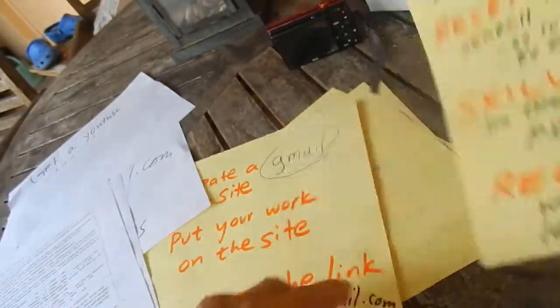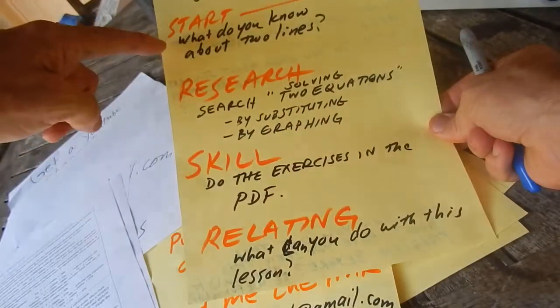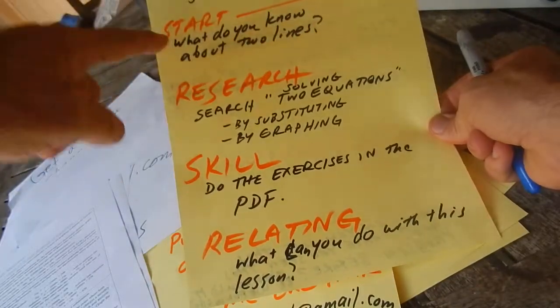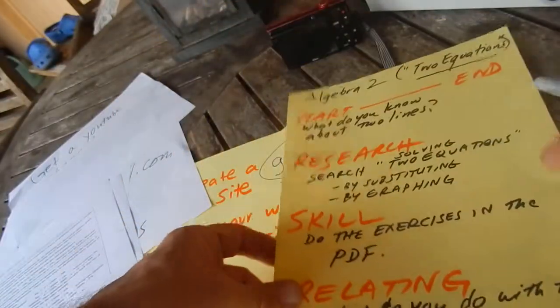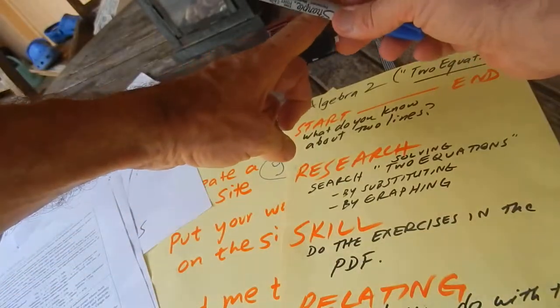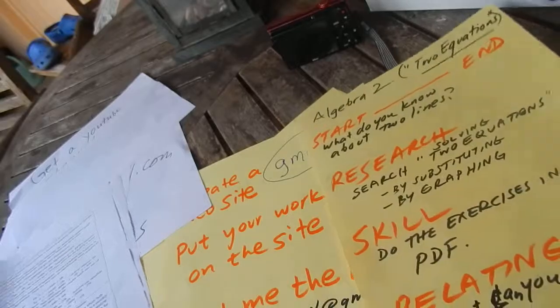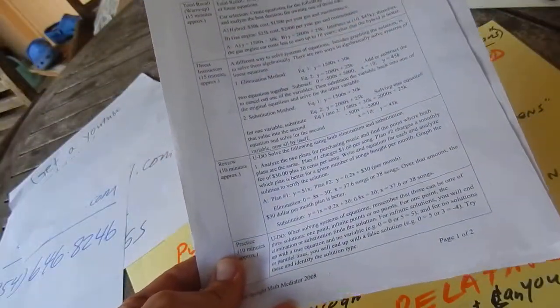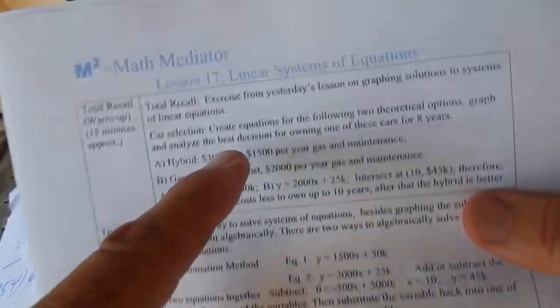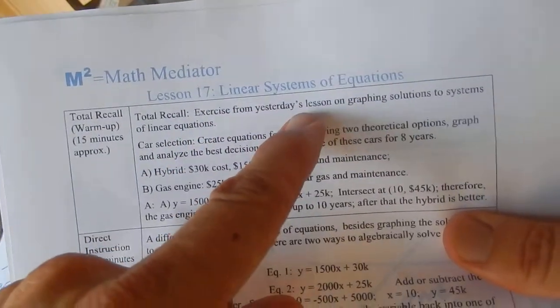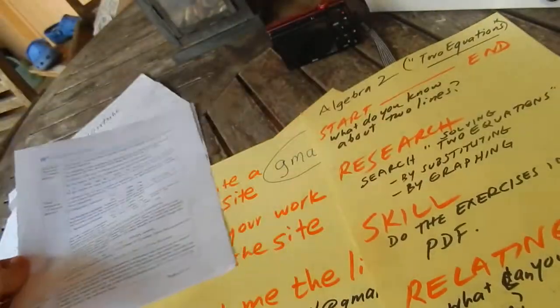And again, we're looking to know what you know about what happens when there's two lines, when they meet, okay? When they come together. That's the focus of this lesson. They have a fancy name for it. They say linear systems of equations. Ooh, okay.